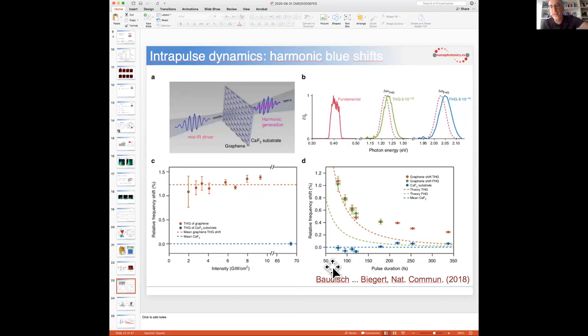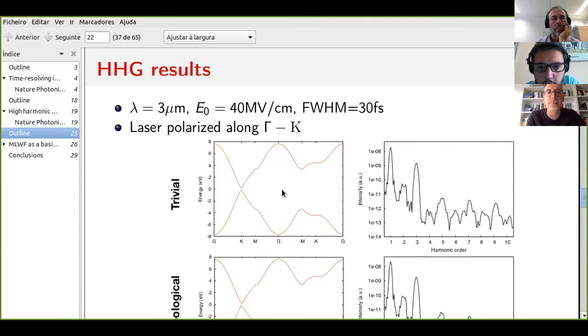Okay, I don't see further questions in the chat. So thank you, Javier, again. It was a very nice presentation. Can I stop sharing now? Yes, thank you very much for that. So the next talk is by Rui Silva. He will speak on high harmonic spectroscopy of strongly correlated and topological materials.